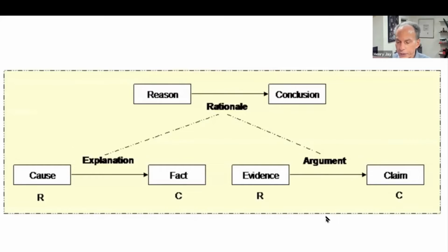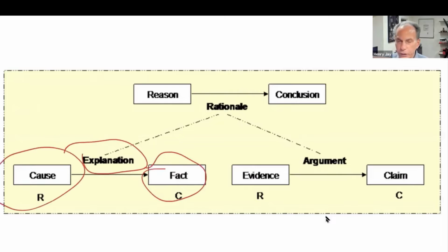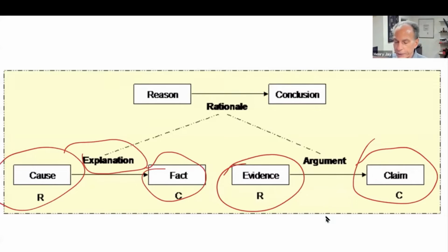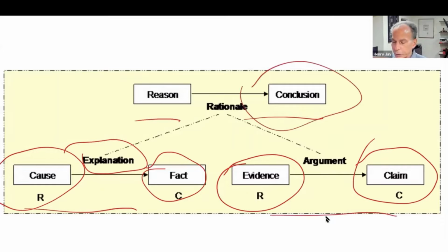Here is another slide that shows the difference. With an explanation, you state a fact, and then you want to state the cause. With an argument, you state a claim that may or may not be true. It's a position that someone is taking, and now you want the evidence. Explanation and argument have the same structure: you have a conclusion, and you want to have a reason for that.